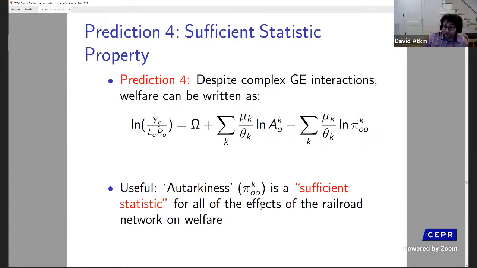And what we can do is we can see if indeed our welfare changes that we can measure from rents over price indices do respond to autarkicness as the model predicts.